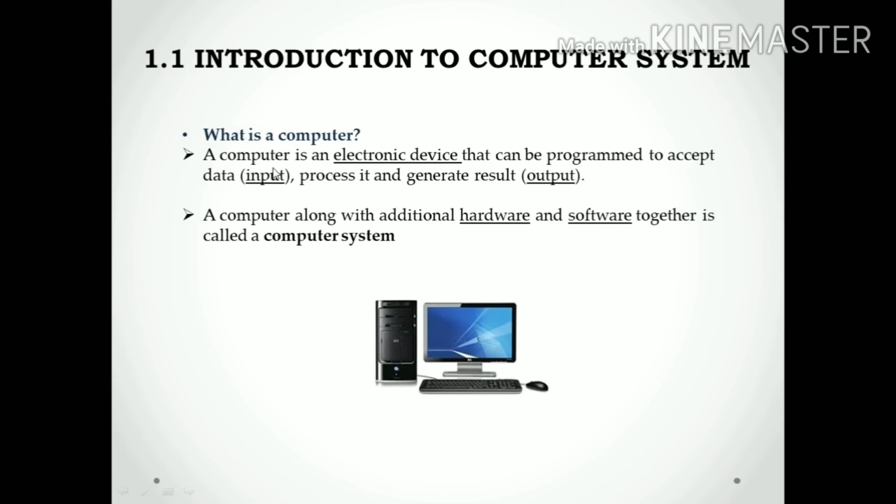As the formal definition says, a computer is an electronic device that can be programmed to accept data or input, process it and generate result or output. Okay. So as we already know, it's an electronic device. For example, I am taking an example of 5 and 3 addition. I am going to add 5 and 3. So what will be the result? It will be 8.